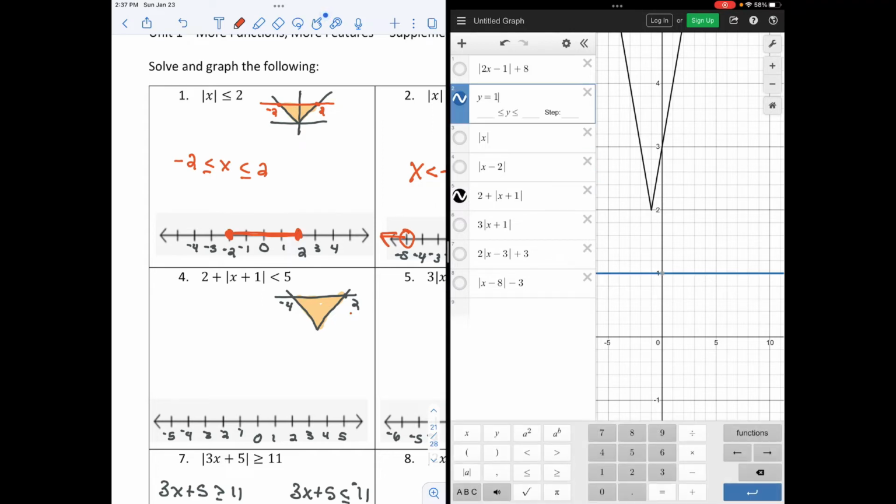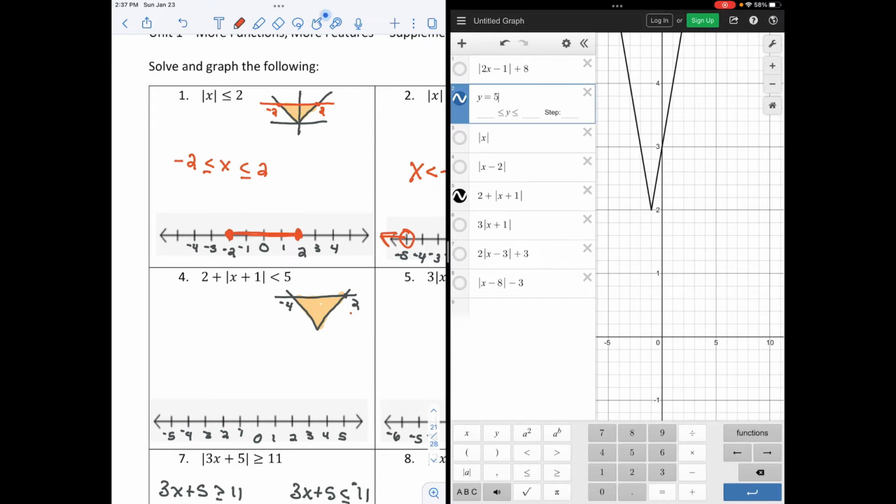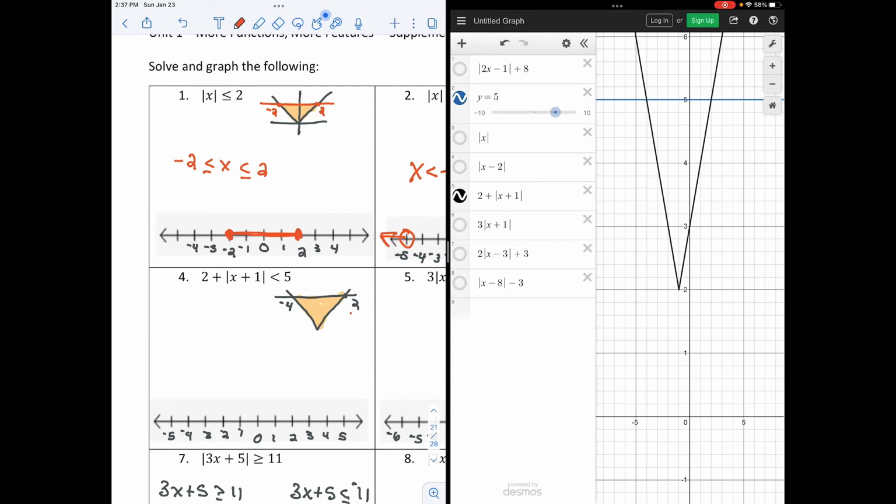So we have 2 plus the absolute value of x plus 1, and we're looking when y is 5. It's less than. So because it's less than, we're looking for the values that are inside that V. So they go from -4 to 2. And because it's less than, we're going to say -4 is less than x is less than 2.